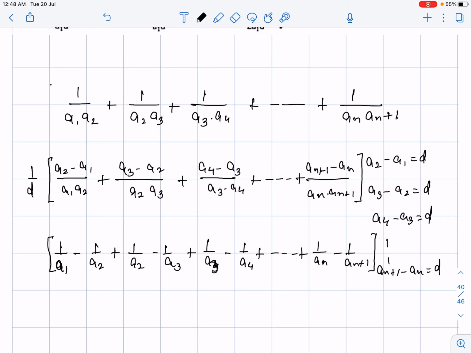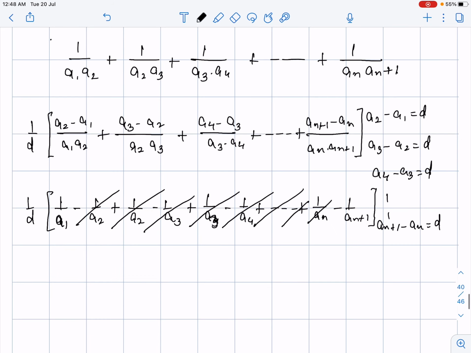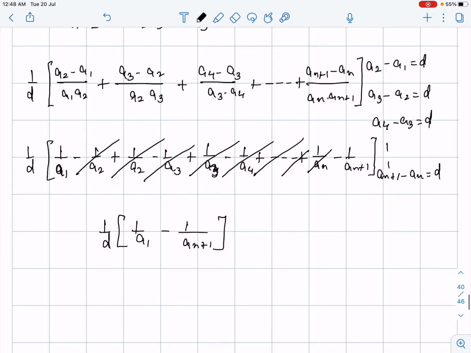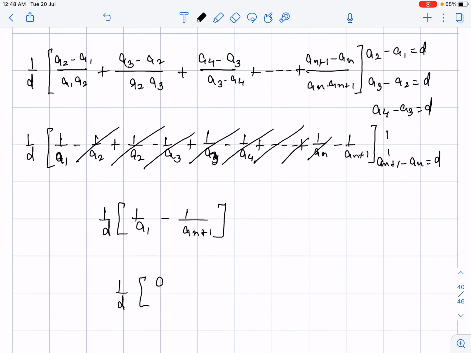Now let's see what all things are getting cancelled over here. So 1 upon D is written as it is over here. Minus 1 upon a2 plus 1 upon a2, minus 1 upon a3 plus 1 upon a3, minus 1 upon a4 plus 1 upon a4, up to minus 1 upon an plus 1 upon an. So we are going to get 1 upon D times 1 upon a1 minus 1 upon an plus 1. So the final value will become 1 upon D times an plus 1 minus a1, divided by a1 dot an plus 1.